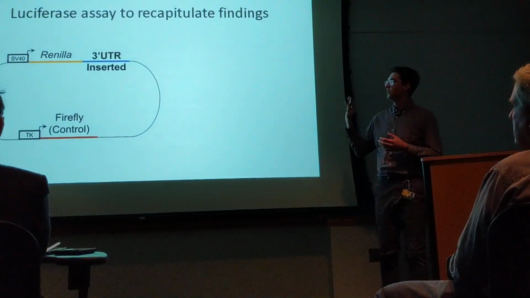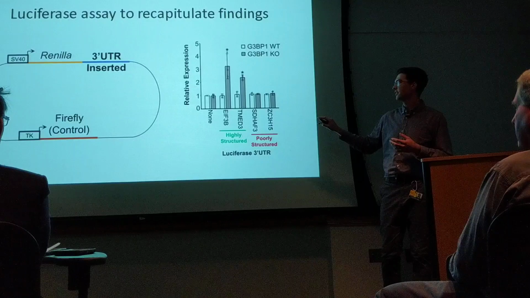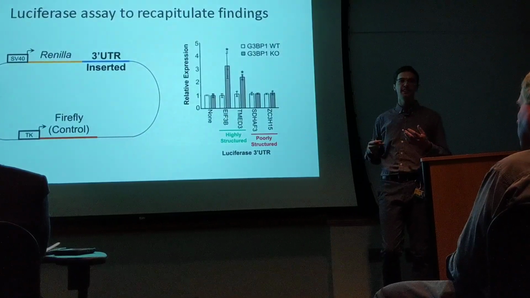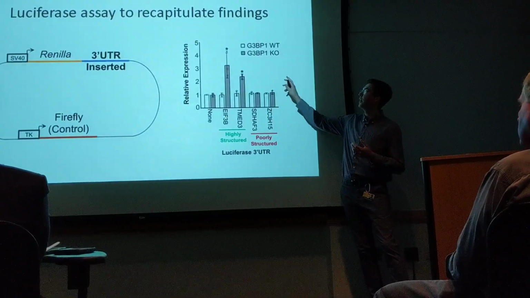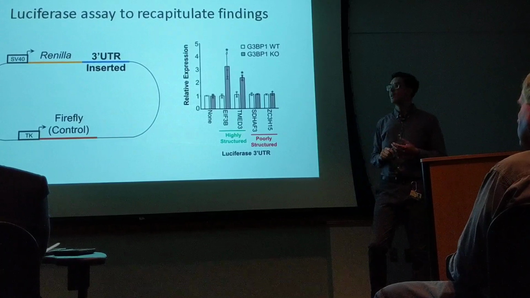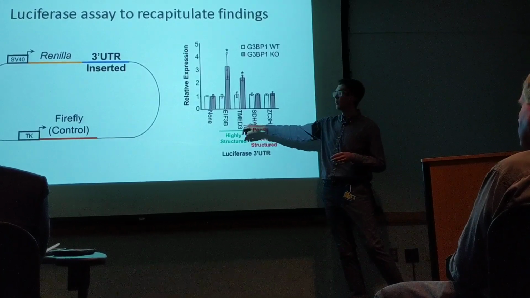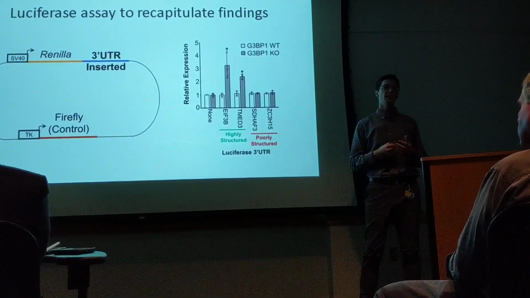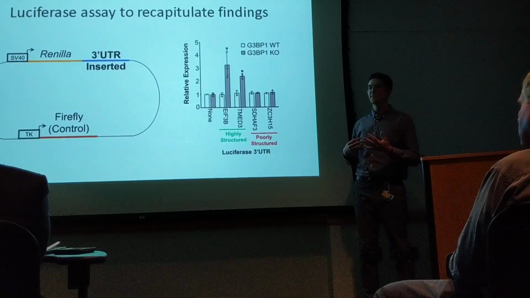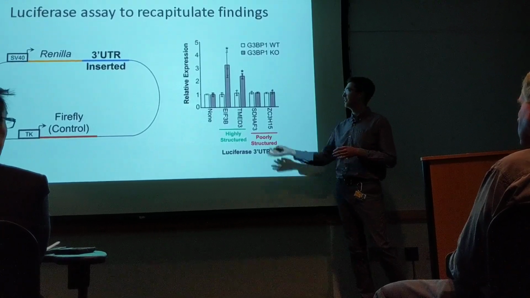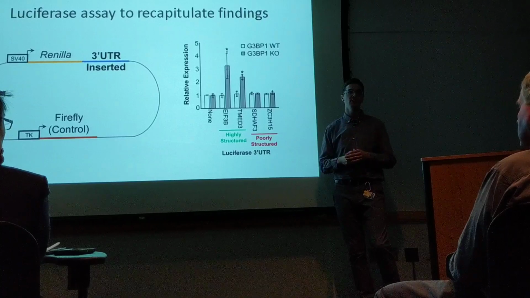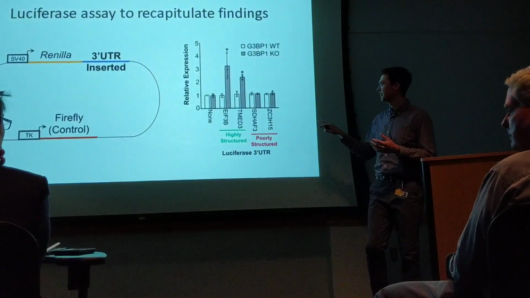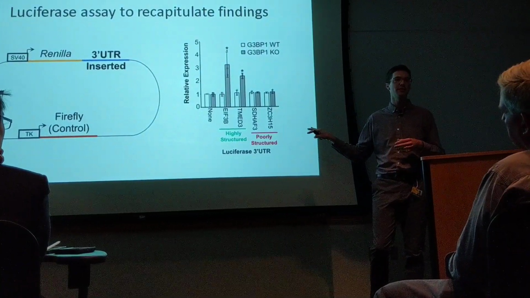And what we could then do is we inserted 2 highly structured UTRs and 2 poorly structured UTRs into this assay, for both G3P1 wild type in white and G3P1 knockout in gray. And what you can see is that only when you insert the 2 highly structured UTRs in this plasmid do you see any effects when G3P1 is knocked out, and that you see this upregulation of only the highly structured UTRs. So this is now really showing that the 3' UTR is responsible for this regulation.